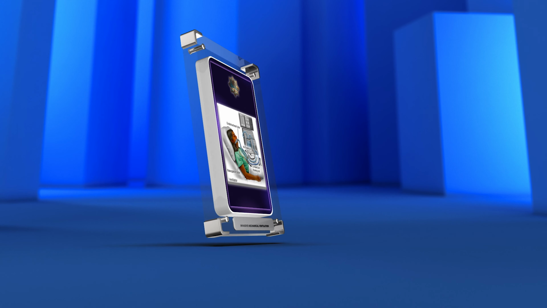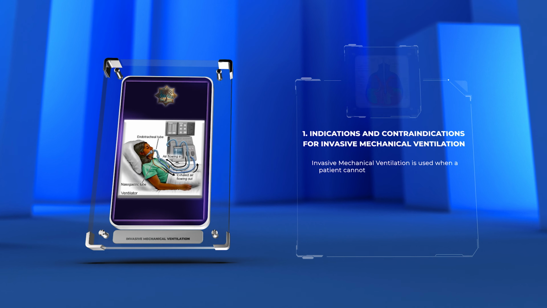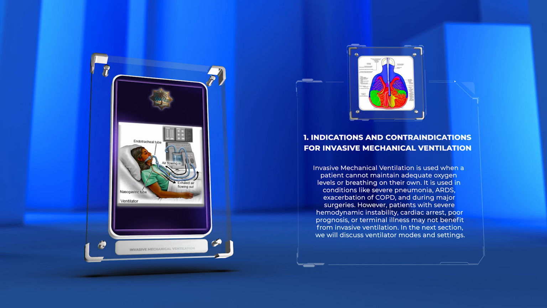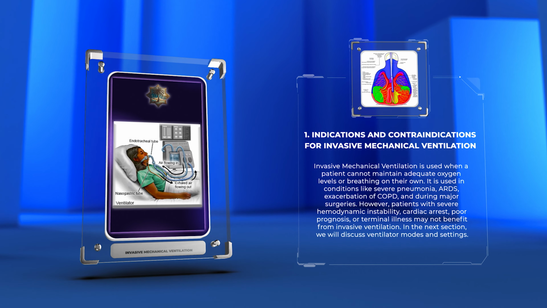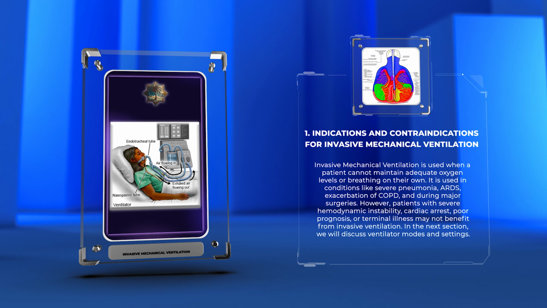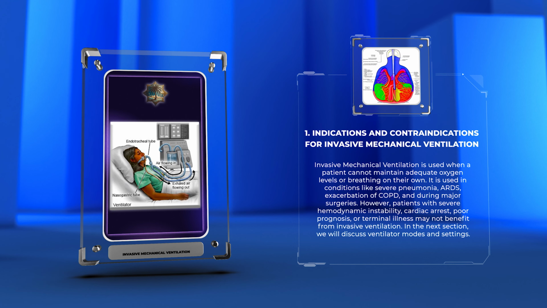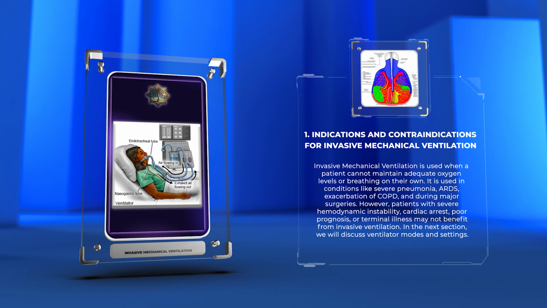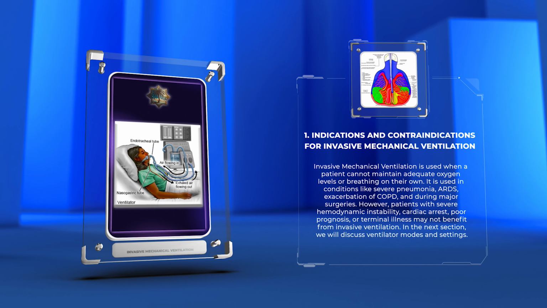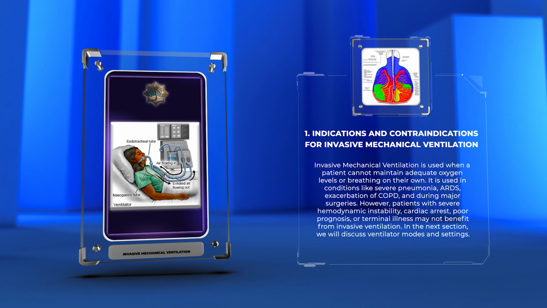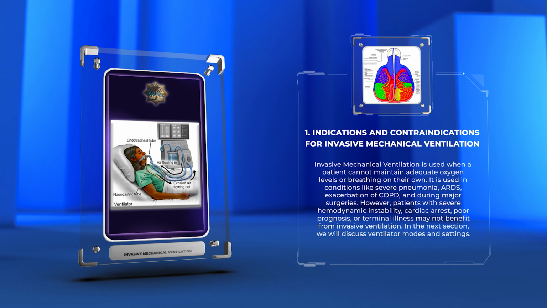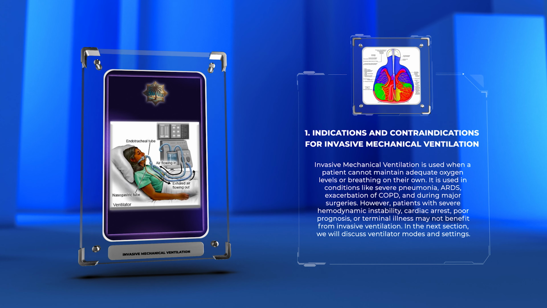Invasive mechanical ventilation is used when a patient cannot maintain adequate oxygen levels or breathing on their own. It is used in conditions like severe pneumonia, ARDS, exacerbation of COPD, and during major surgeries. However, patients with severe hemodynamic instability, cardiac arrest, poor prognosis, or terminal illness may not benefit from invasive ventilation. In the next section, we will discuss ventilator modes and settings.